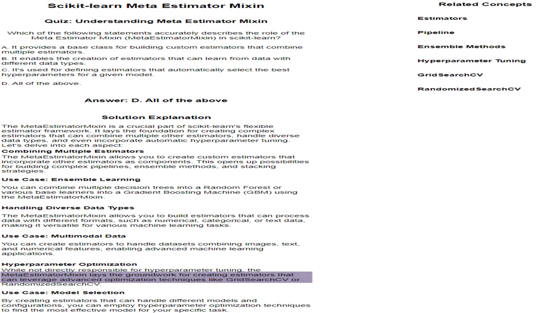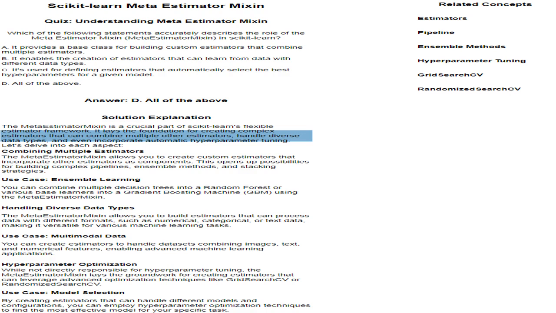Correct. As explained above, all statements A, B, and C accurately describe the roles of the method estimator mixin, making option D the correct answer. The method estimator mixin is a crucial part of scikit-learn's flexible estimator framework. It lays the foundation for creating complex estimators that can combine multiple other estimators, handle diverse data types, and even incorporate automatic hyperparameter tuning. D.